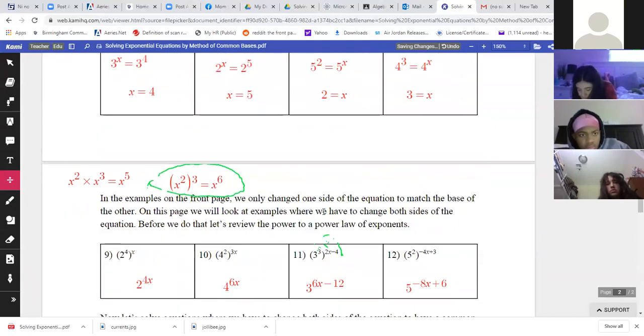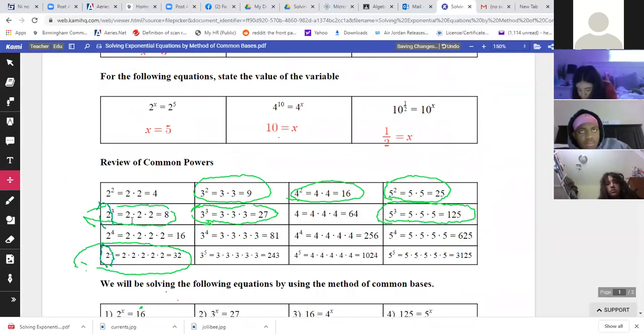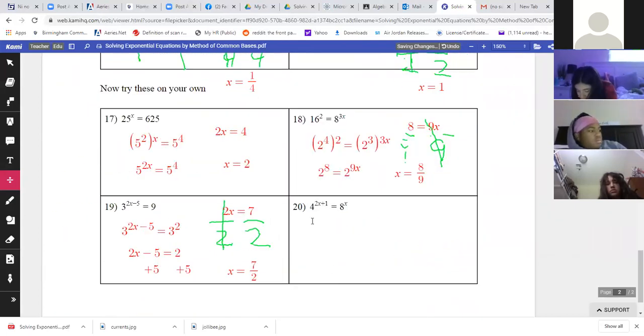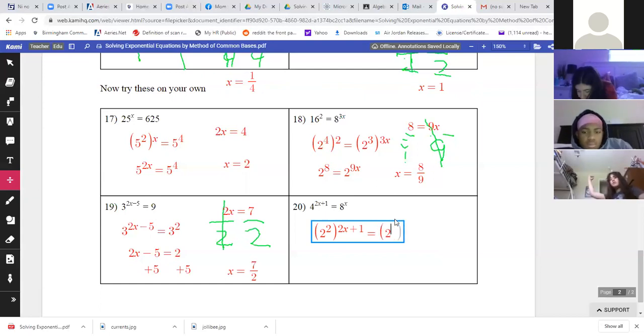What you have to do is go back and see that I'm going to be using the base of 2, because 2 squared is 4 and 2 to the 3rd is 8. So I have to use where they have the same base, right? And I have to use exponents, right? So this would be 2 squared, and this is taken to the 2x plus 1. And then 8 is 2 to the 3rd, and that will be taken to the x power.